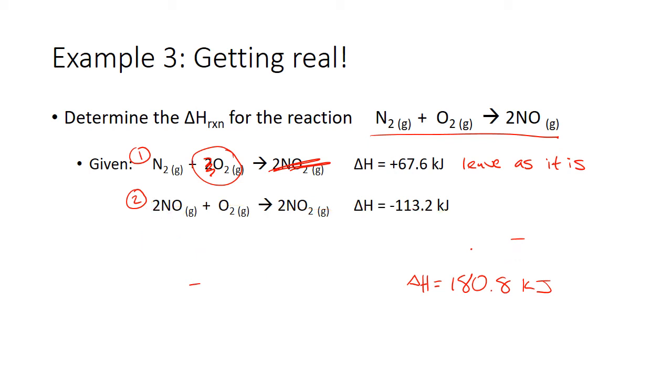If we leave the first one as it is, we have the N2 exactly as we want it. If we flip the second one, we have the 2 NOs exactly where we want them. And we can't mess with them in any other way, because if we mess with either equation in any other way, we won't get these 2 pieces of the puzzle where we need them. So we really just have to write over here, let's leave this as it is, let's flip this. This is really all your work would need to look like.